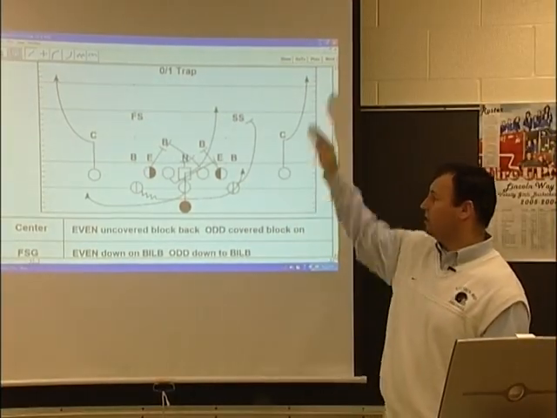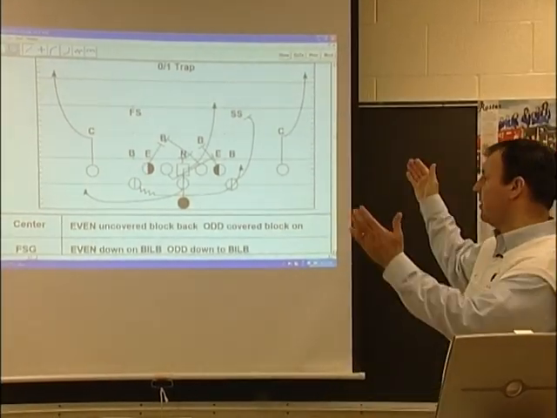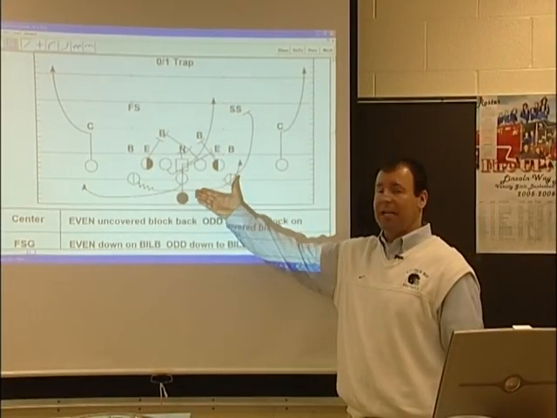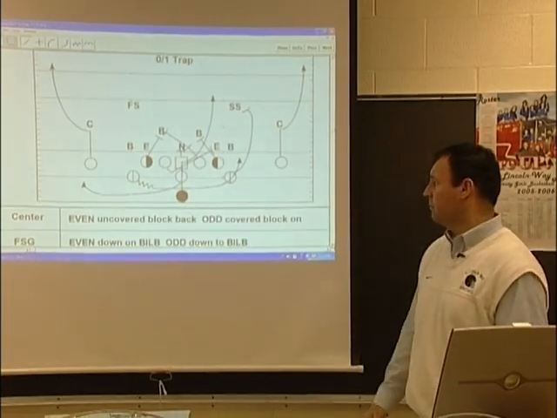Our Z is arc blocking in front of the hole to the strong safety. Our X and Y are stalk blocking and running off. Our quarterback's handing off to the fullback, and then he's boot faking out.